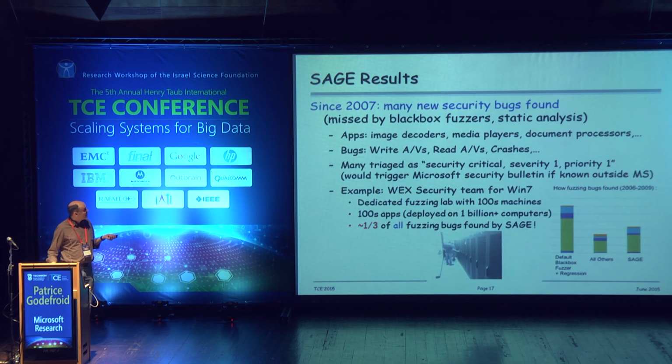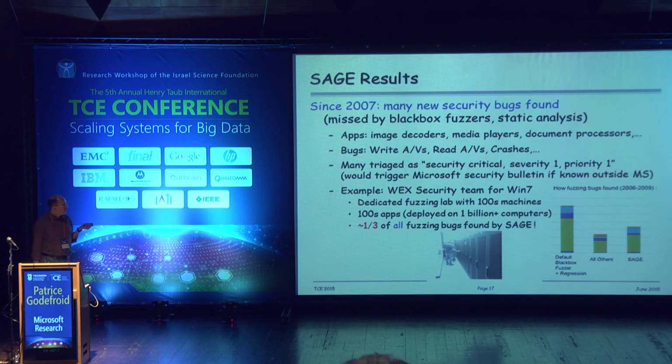So we started using this tool really in 2007. And it turns out it's a very effective way of finding security vulnerabilities in file parsers, especially for binary formats. What kind of applications am I talking about? Image decoders, media players, document processors, etc. Internally, Windows and Office are our biggest customers inside Microsoft. And what kind of bugs? Buffer overflow type of bugs, and many are security critical.